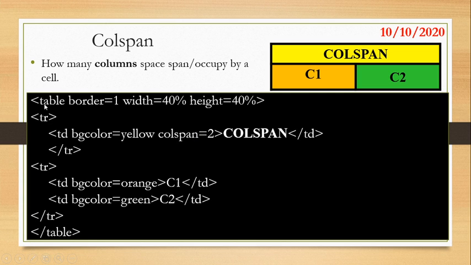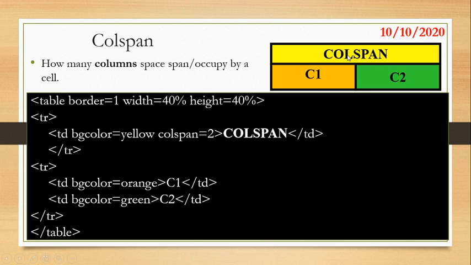Now look at here, same attributes: table border equal to 1, width equal to 40%, height equal to 40% also. So we have to create the first row, so you have to use tr. Now we have to create the first cell of the first row. You have to write td, table data, and the background color is yellow, so you have to write bg color equal to yellow. Now we have to write Colspan equal to 2, because this cell is occupying the space of two columns, C1 and C2.